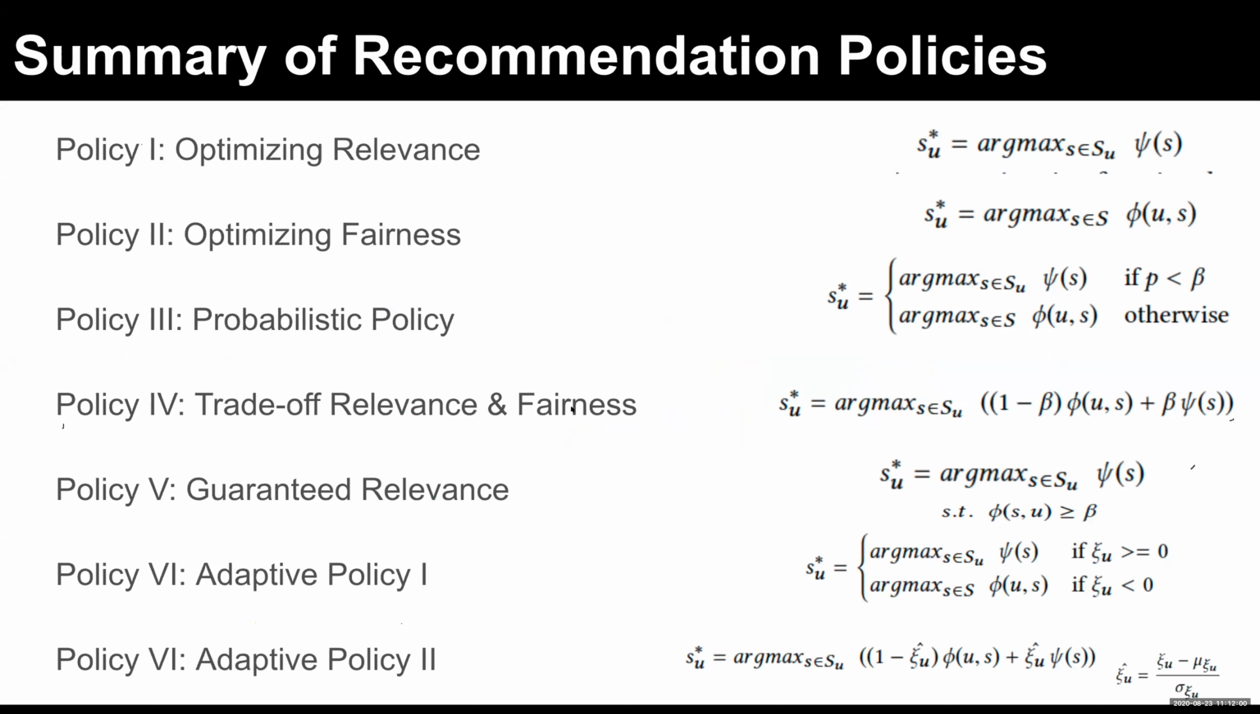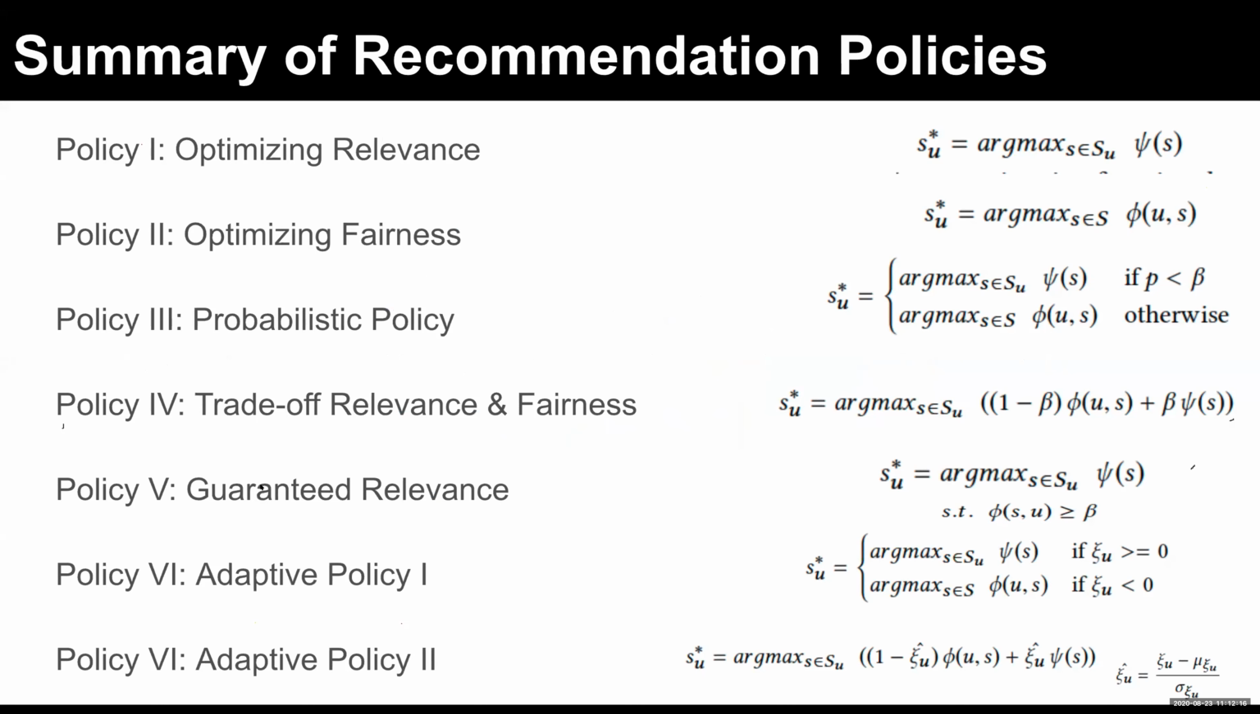We can do a trade-off, like just do a weighted sum. Guaranteed policy is something which I think some of you were asking before. Can we do that? I think Dima was asking around constraint optimization, right? So let's look at policy 5 here.